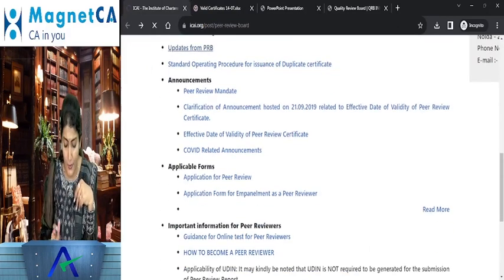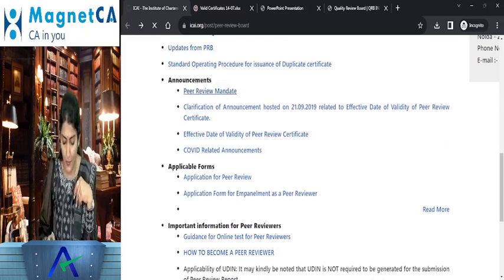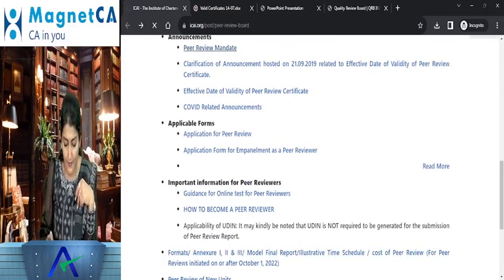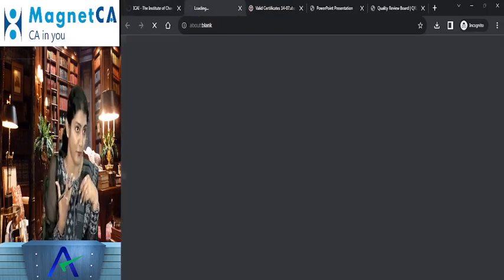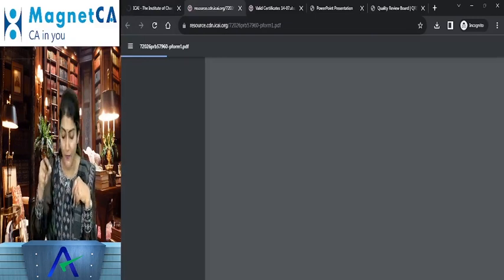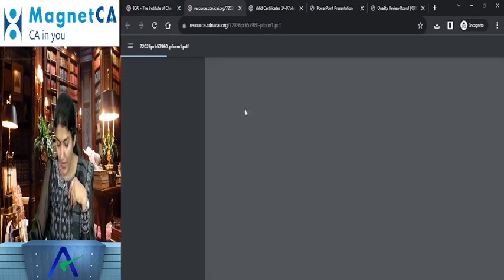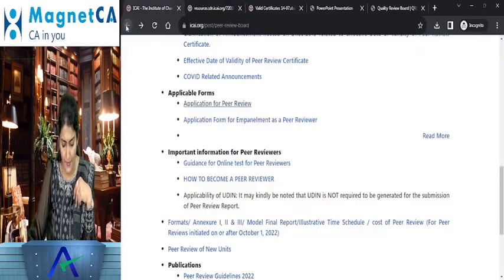The updates. Then you have the peer review mandate, okay, which all firms are required to get the peer review done, right? You have the peer review mandate, then the effective date of validity, then the application for the peer review. You want a reviewer to come to your firm and do the peer review, right? So you have the application form for the peer review. Then you have the revision and the mandate and so on, right? Then you have the application for peer review.